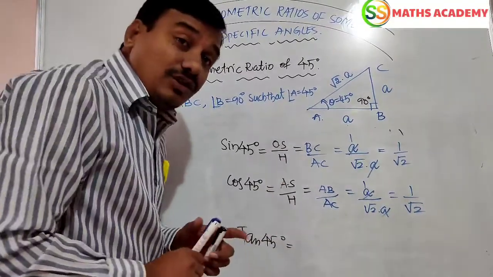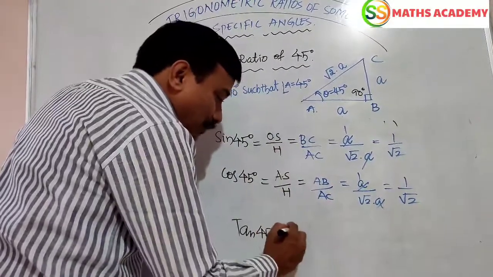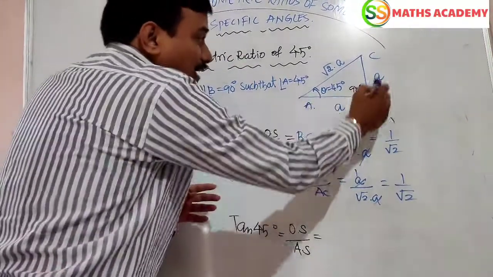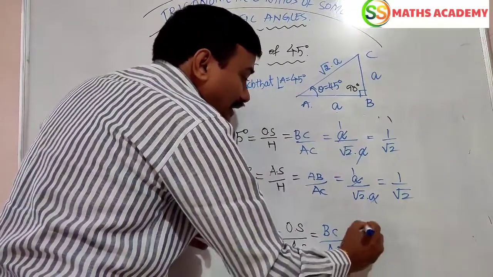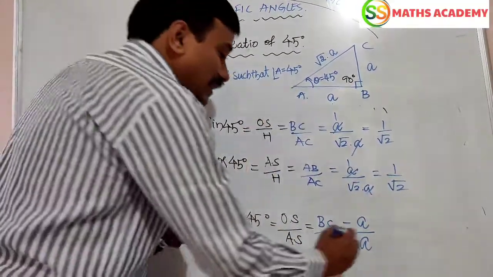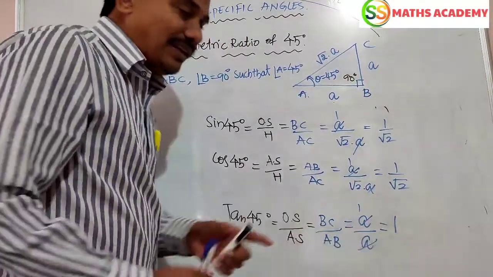Now let us go with tan 45. Tan theta, by the definition of trigonometric ratios, is opposite side by adjacent side. From the diagram the opposite side is BC and the adjacent side is AB. BC equals a and AB equals a. The a cancels, and we get tan 45 value 1.